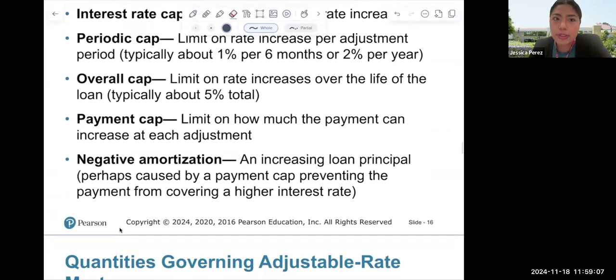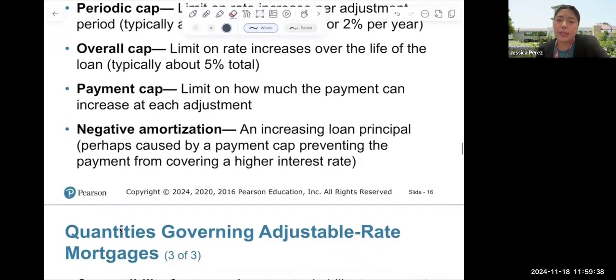There's a payment cap. So there's a periodic cap, an overall cap, a payment cap. The payment cap is the limit on how much the payment can increase at each adjustment. And then there's also negative amortization, which is an increasing loan principal, perhaps caused by a payment cap, covering from a higher interest rate. So for example, if you paid more money the first few months than the following months, that also can create negative amortization.